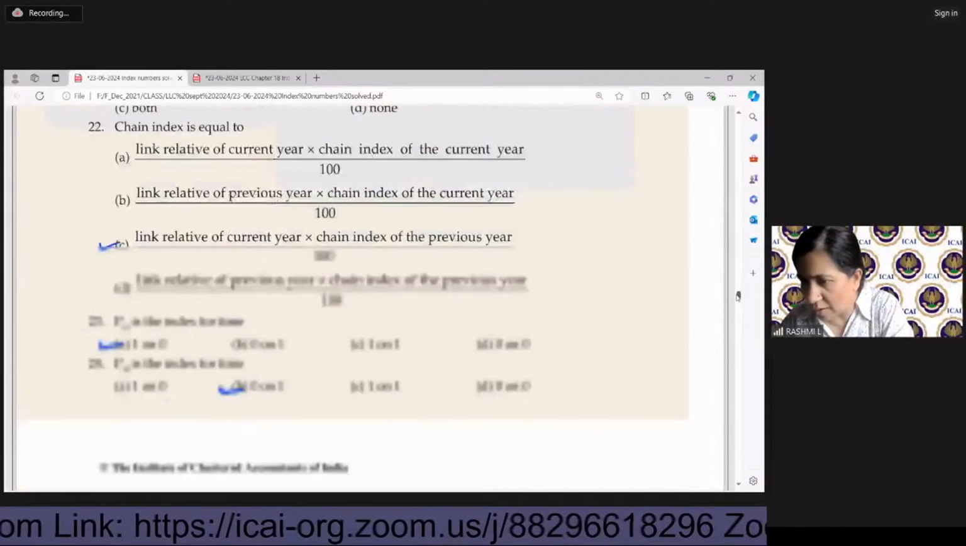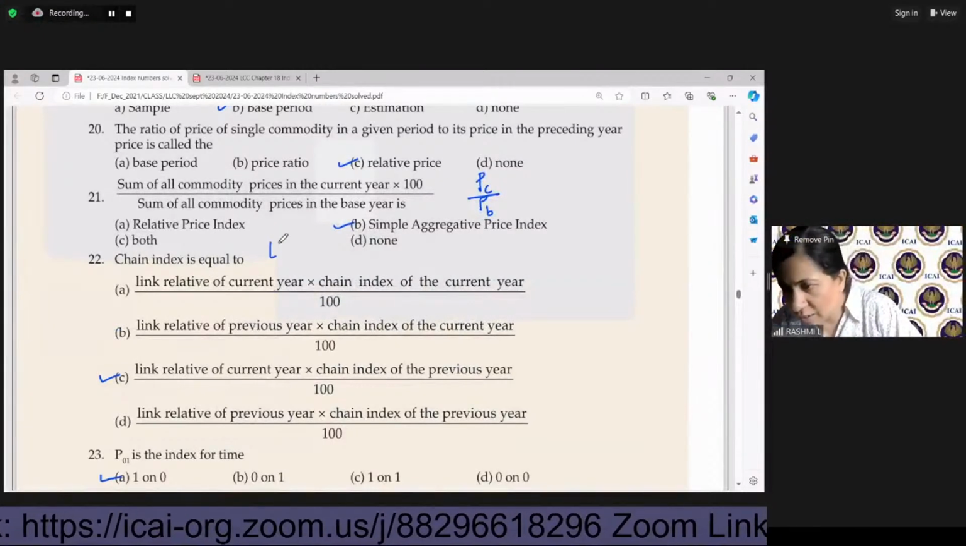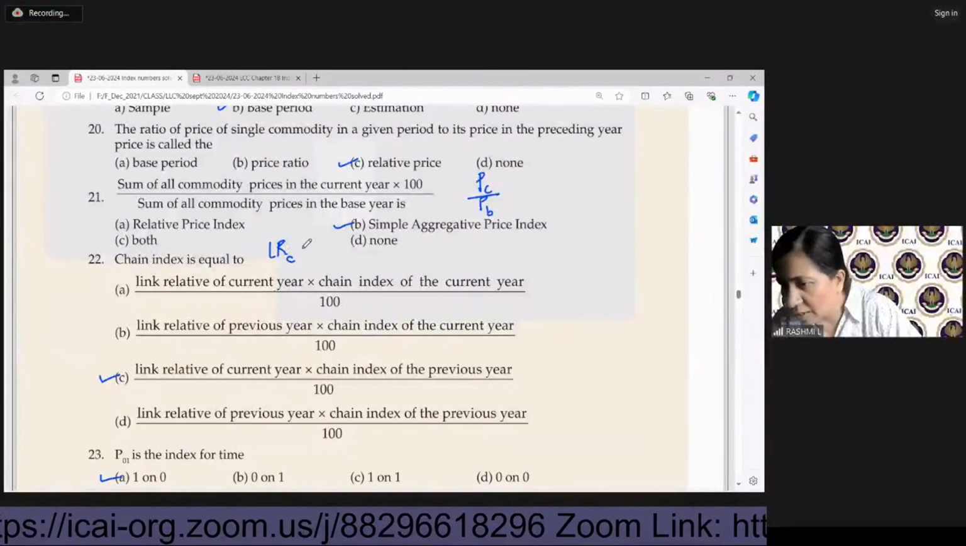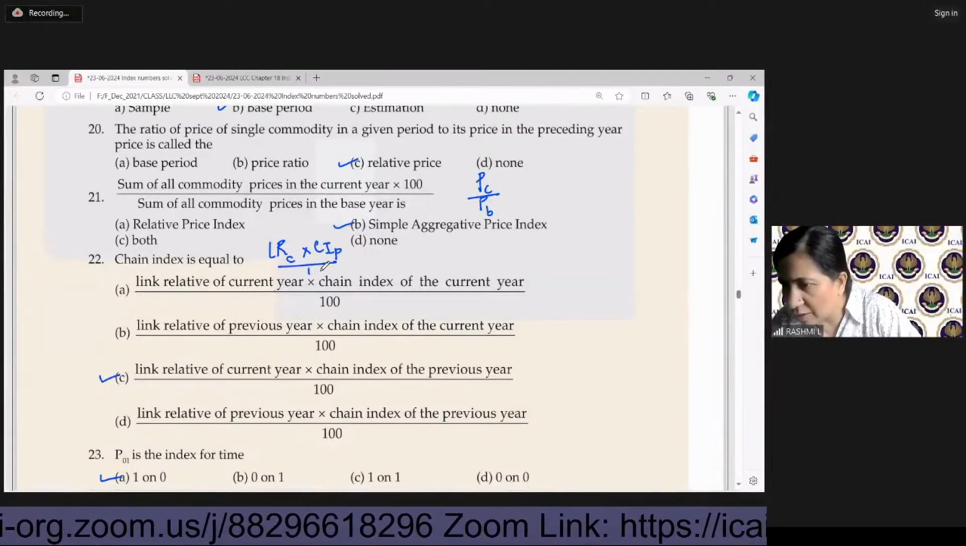Then you have chain index. Okay, so see the formula for chain index. It is the link relative of the current year into the chain index of the previous year upon 100.